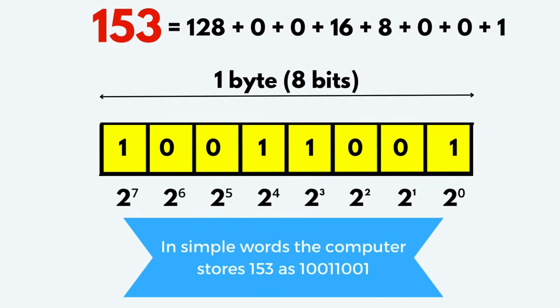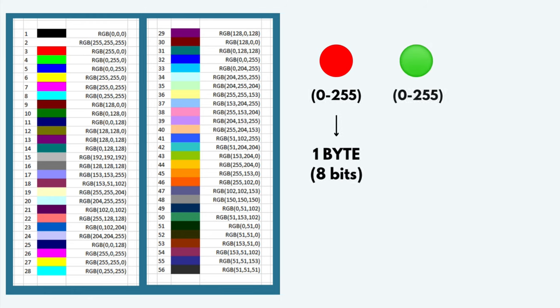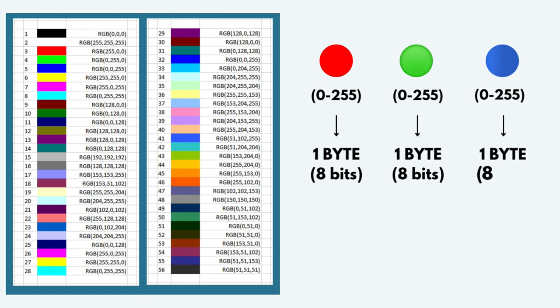1001 1001. And we already know that each color can be formed by the RGB combination, right? And we are representing red from 0 to 255, which takes 1 byte, 8 bits, and green from 0 to 255, the same 1 byte, 8 bits, and blue is also from 0 to 255, which also takes 1 byte.